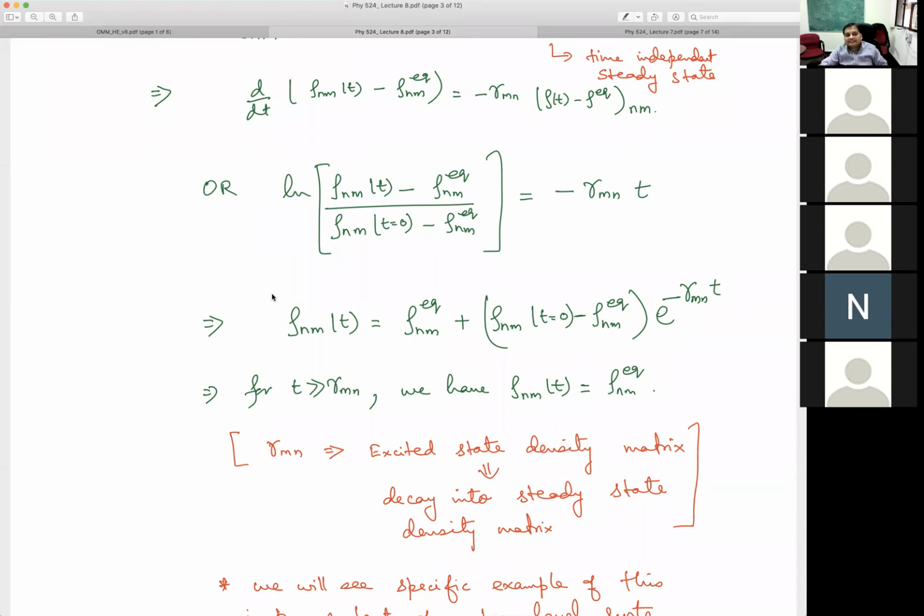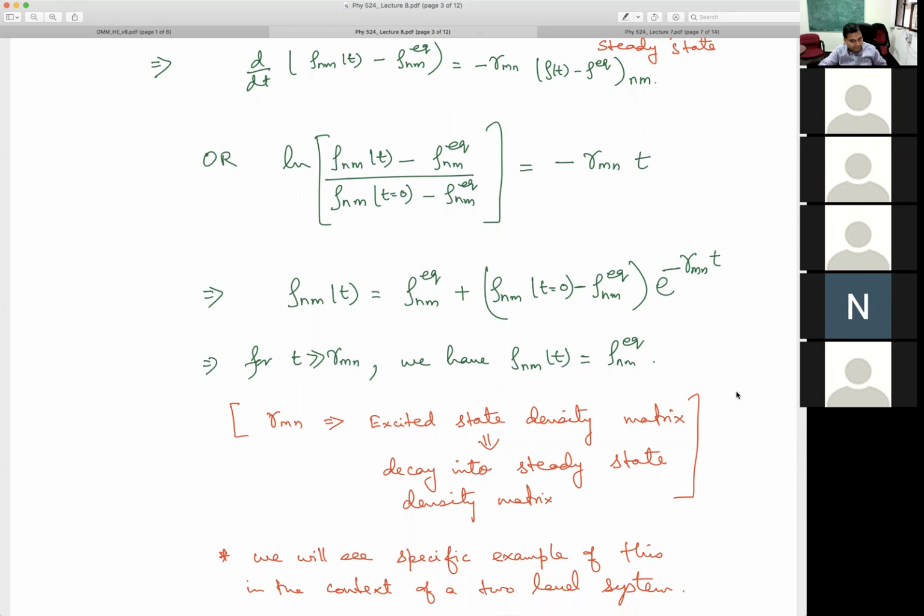So I am just analyzing this solution. I have this solution, and I am just analyzing how this solution will behave asymptotically at very large times. And what do I mean by very large time? I mean with respect to this factor, e to the power minus gamma mn t. So my very large times are when t is much, much larger than gamma mn inverse. And when t is that large, you can see that the second term disappears. Yes, sir. Understood. So that's all.